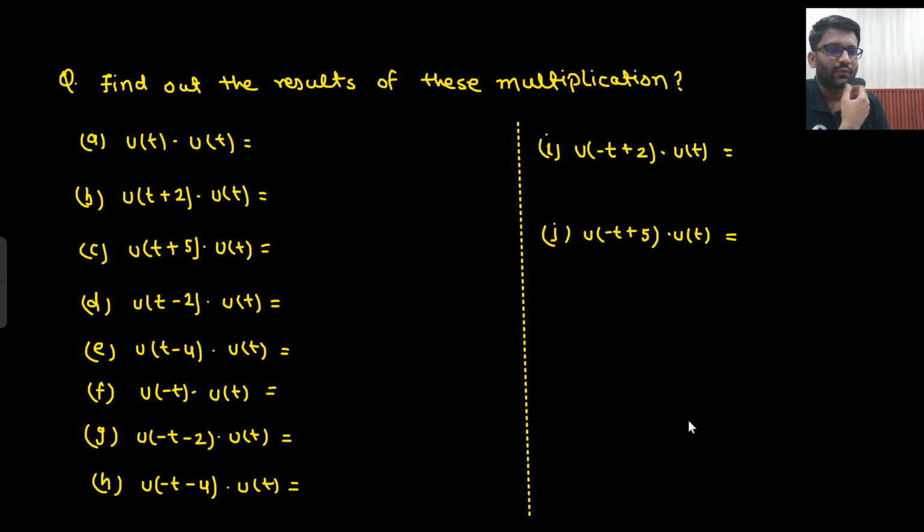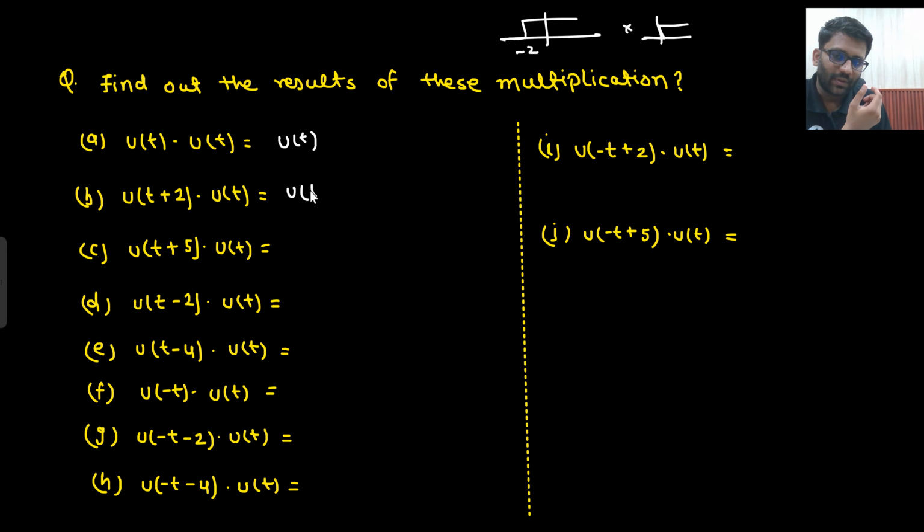You need to tell the result of these multiplications. u(t) multiplied with u(t) will be u(t) only, right? You draw the graph of u(t) multiplied with u(t). So it will be u(t) only. u(t+2) multiplied with u(t): u(t+2) will be starting from minus 2, multiplied with u(t). What will you get? u(t) only, because non-zero multiplied with 0 will be 0 only. So u(t+2) multiplied with u(t) will be u(t) only.